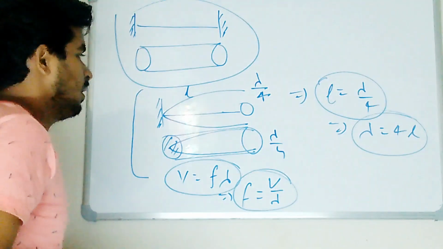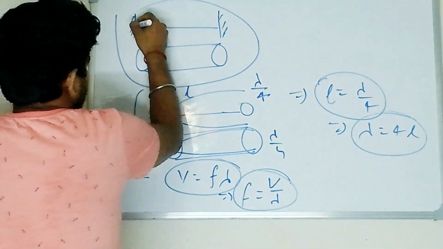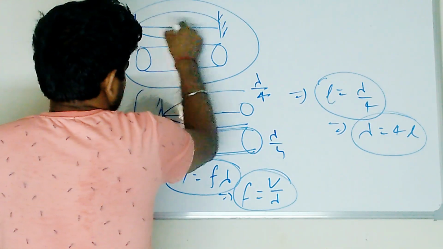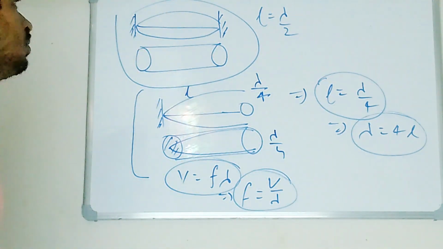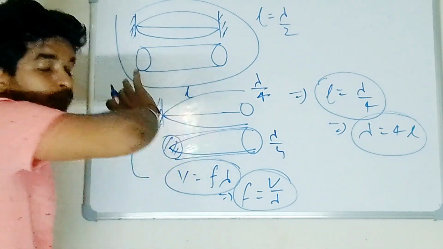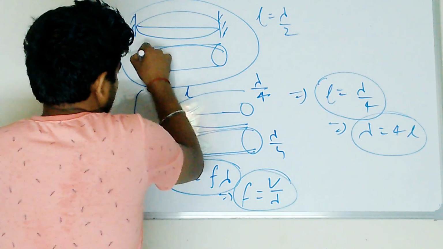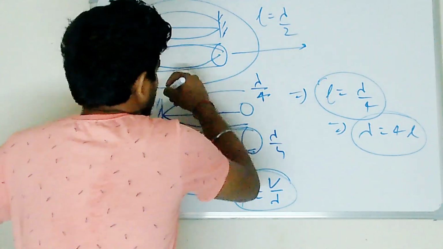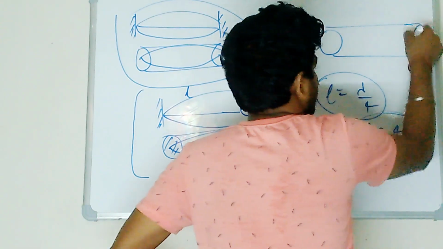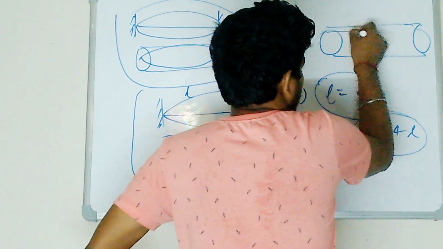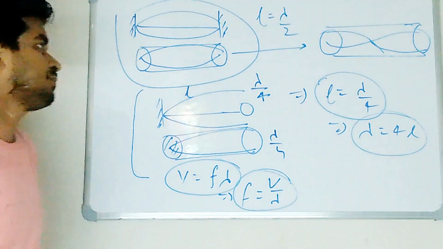Before this I want to make one correction. If I say this wave is like this, I already did L equals lambda by 2. But for convenience I did it like this. Actually this is open at both end points, so this wave will be like this. Do you agree? Yes or no?